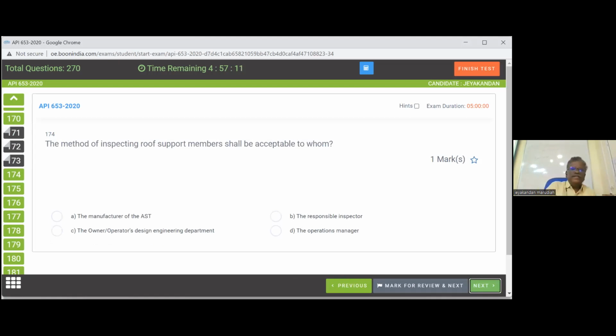Instead of inspecting, roof support members shall be accepted. Okay, just to check this, who will accept it? Method of inspecting roof support members shall be acceptable. Give the correct answer. Okay.